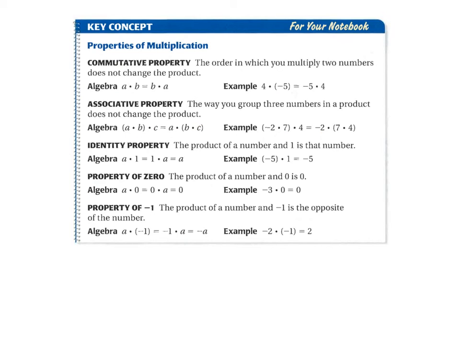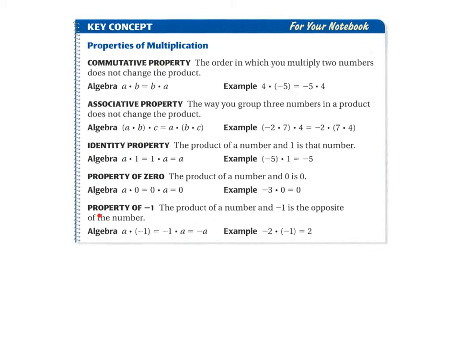The identity property is similar to the additive identity property, but remember, in addition, 0 is the additive identity. Remember, A plus 0 equals A. In multiplication, 1 is the identity. A times 1 equals A. Multiply anything by 1, it doesn't change the value. Negative 5 times 1 is negative 5. The 0 property of multiplication says that if we multiply any number by 0, we get 0. Negative 3 times 0 equals 0. I can put any number here in place of this negative 3 and we would get the exact same result.